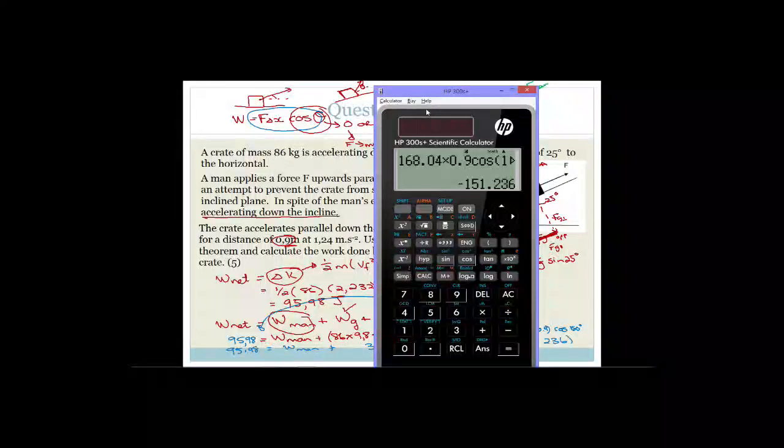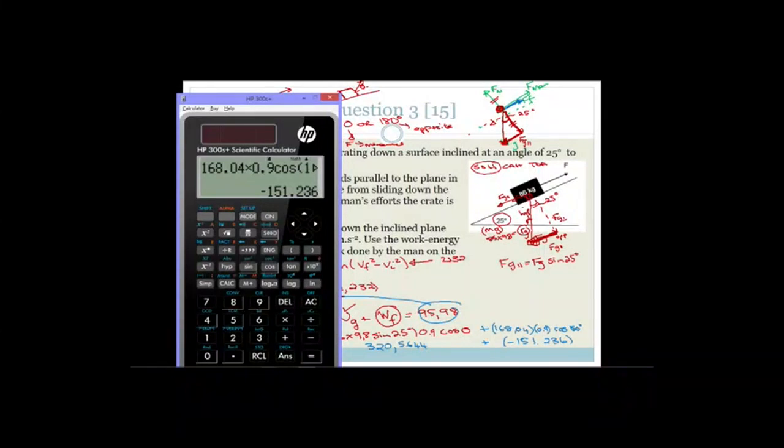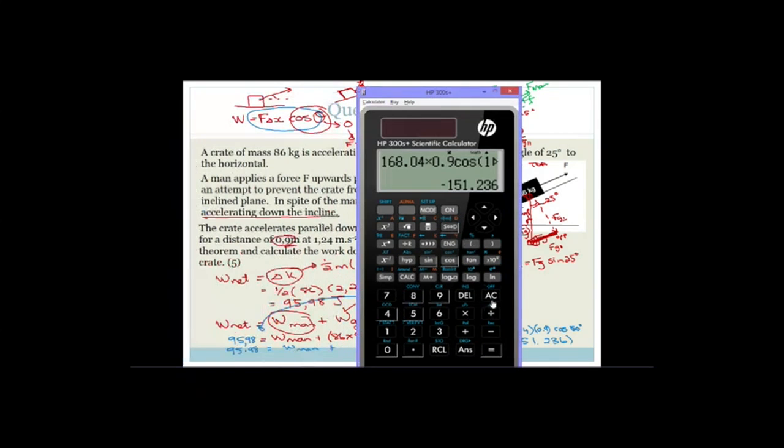95.98. So let's do that. So I'm going to take all of those across, and when I take them across, this becomes positive, and that becomes positive, that becomes negative, and this becomes positive. So we've got, let's clear it, 95.98 minus, let's move this across, 320.5644, and I'm going to leave those numbers then round off at the end.